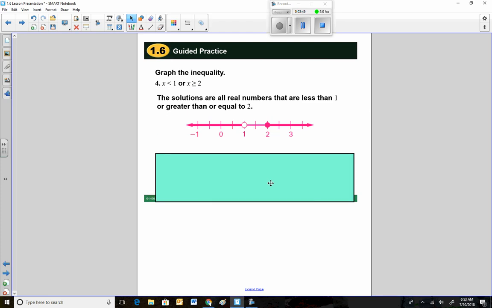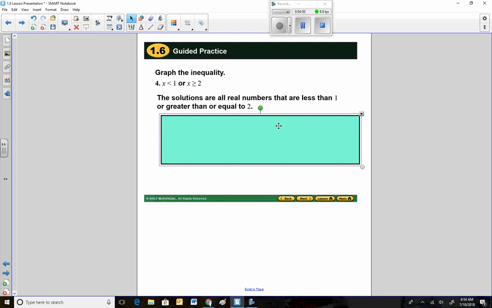Welcome back. Did you try this? And here you go. X is less than 1. There we go. And x is greater than or equal to 2. There's the graph for that, all on one number line. Okay.